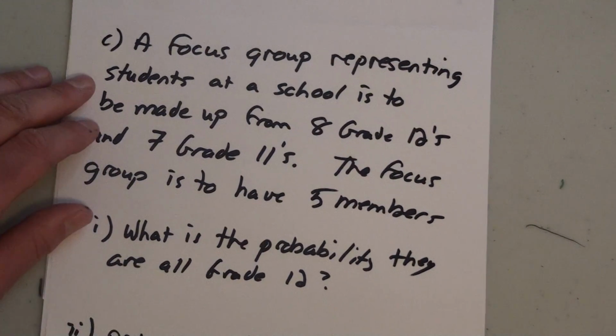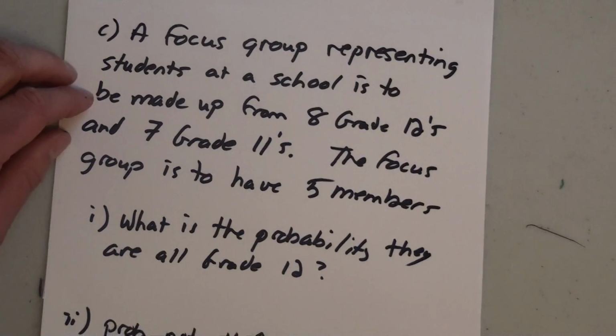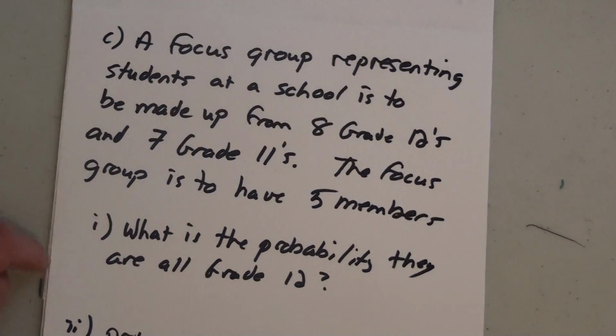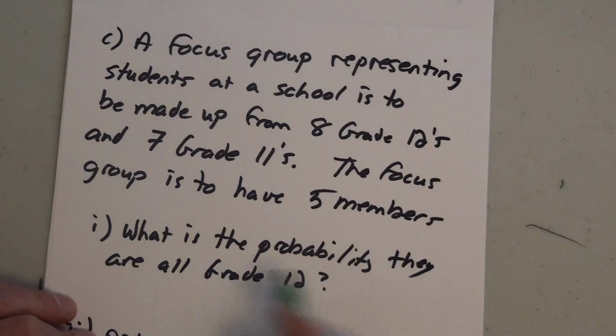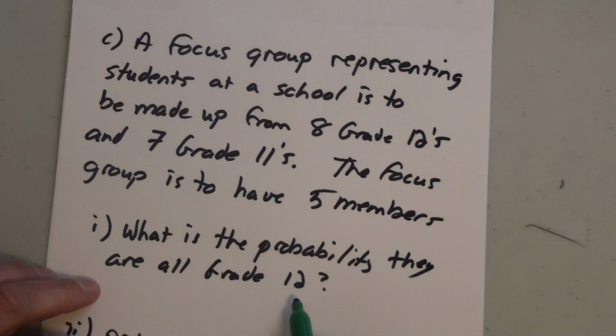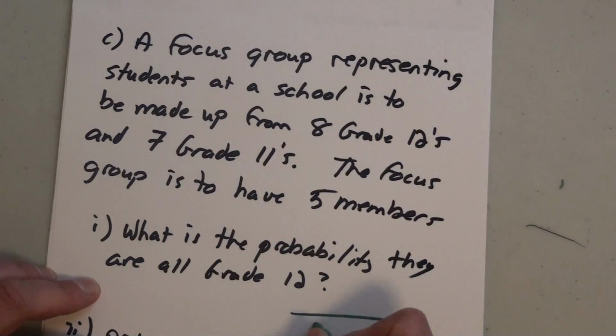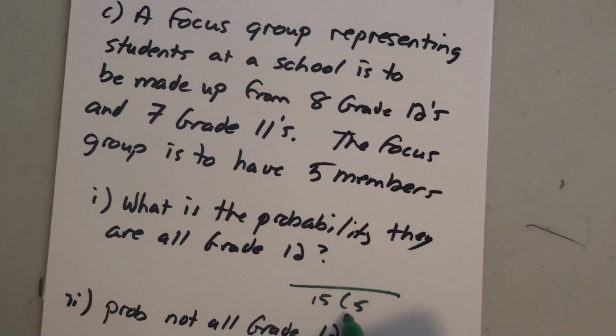Next question. A focus group representing students at a school is to be made up from 8 grade 12s and 7 grade 11s. The focus group is to have 5 members. What's the probability that they're all grade 12 students? So my entire pool has 15 people to choose from, and I need 5 of them. I'm using combinations, choose, because the order doesn't matter for who gets put into the group first. It just matters that they're in the group. It would become a permutation if the different group members had different roles, and then the order would matter. But here they don't, it just matters that they're in the group, so it's 15 choose 5.